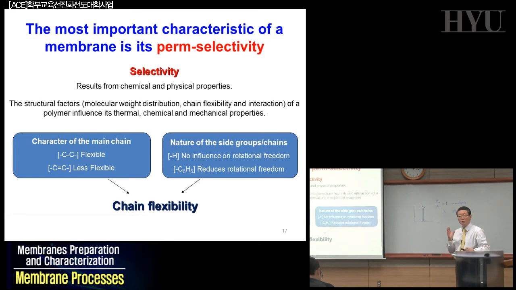But if you have a rigid material, and if you have aromatic backbone materials, your selectivity will increase. So the selectivity is very important and could be determined by the structure of the polymers.